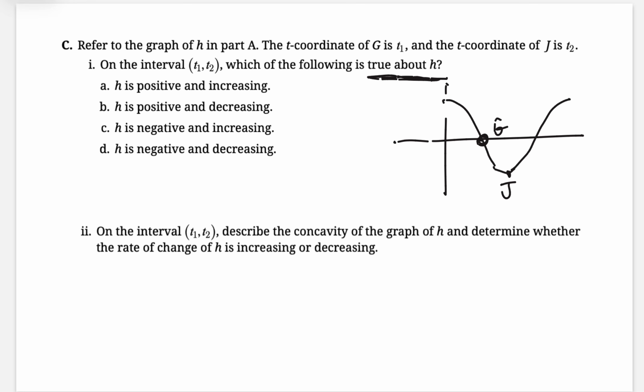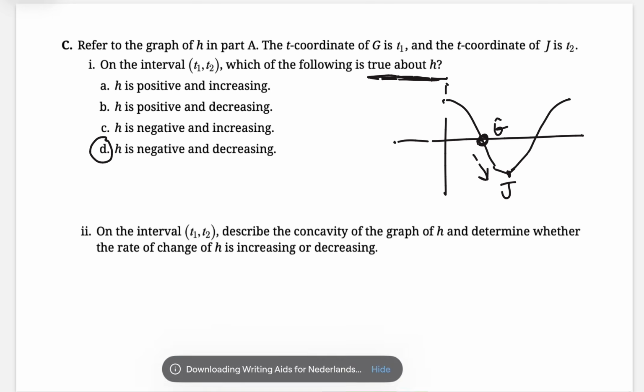So notice we have to be very careful with the wording here. It's not asking about rate of change. It's just asking about our function H. So our function H in that case is negative. So our Y values are negative. So it's negative, and our graph is going down. It is decreasing. So our correct answer would be D, is negative and decreasing.